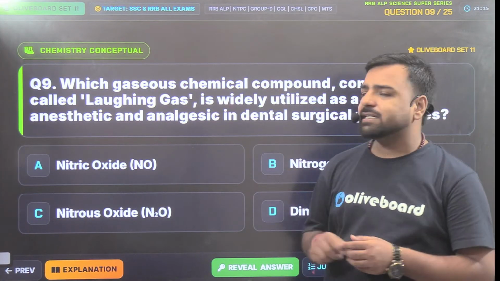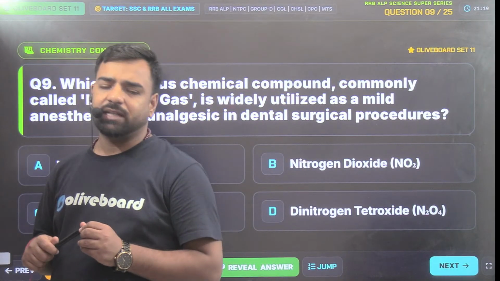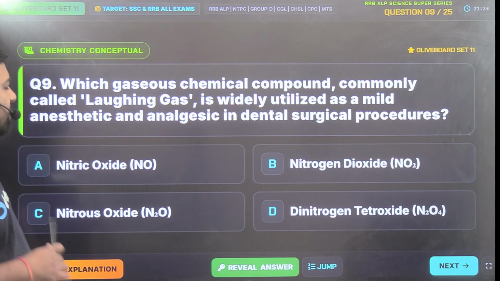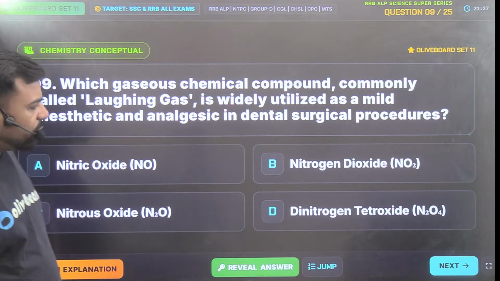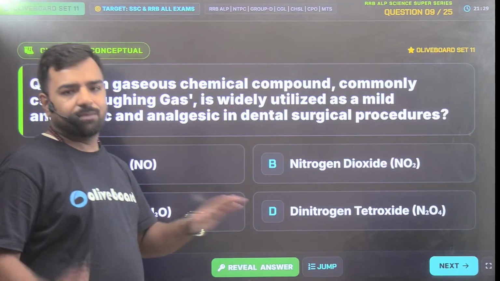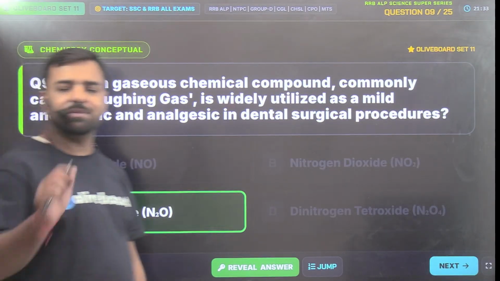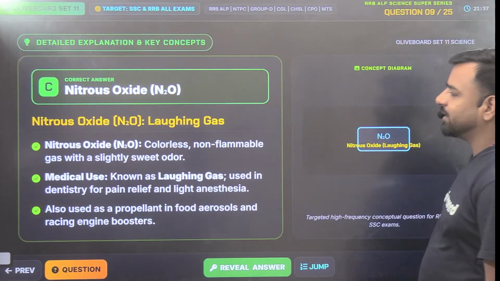What about analgesics? Analgesics are actually the painkillers. So painkillers are in the category of analgesics. Here, since it is talking about laughing gas, what is laughing gas? That's N2O, nitrous oxide. All the options look the same except D, but the correct answer is option C. Option C is the perfect answer, right? That's great. Option C is the correct answer.